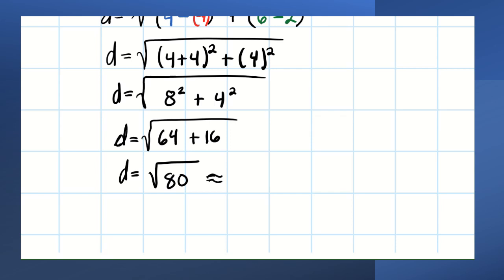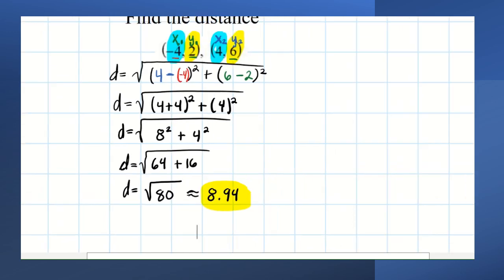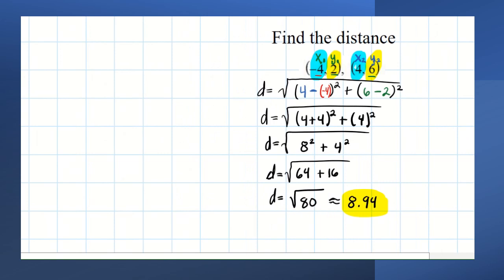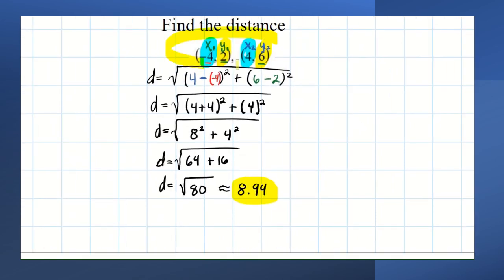Then this is where we use our calculator to get an approximation of the square root of 80, since 80 is not a perfect square. So the square root of it will be something close to 9, because 9 times 9 is 81. After rounding to the nearest hundredth, the distance between those 2 points is approximately 8.94.